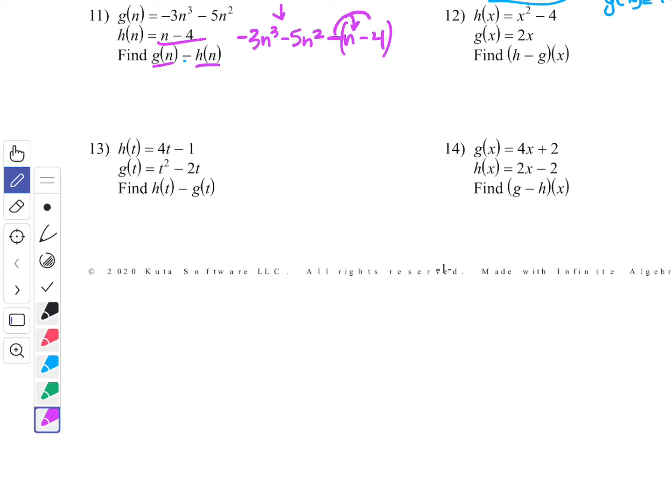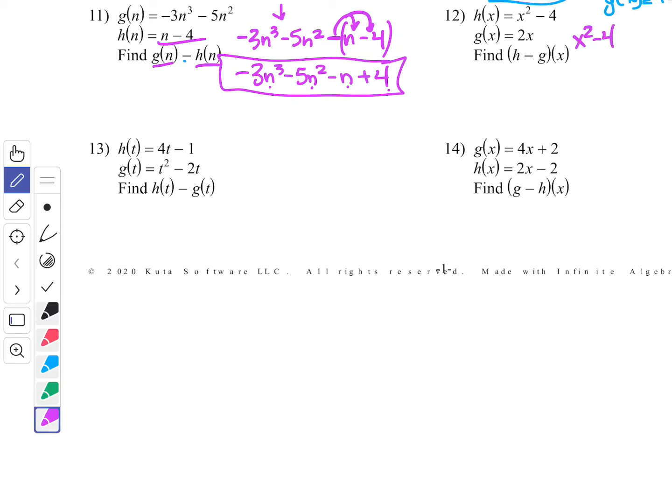Then what I do is that negative applies to both of them. So I get -3n cubed minus 5n squared minus n plus 4. Then I look, can't combine that, or with that, or with that. So honestly, that's my answer. Okay, so that one turned out to be pretty easy. Number 12, let's try that one.